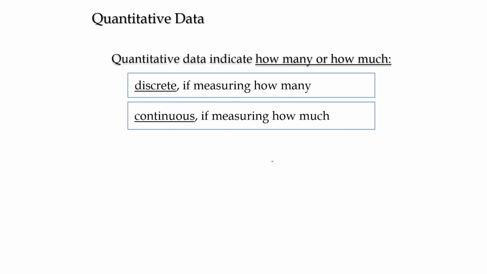Quantitative data has to be numeric. It cannot be non-numeric. So you cannot say quantitative can be gender. No, that's not right. The quantitative data has to be numeric. It has to be a number.